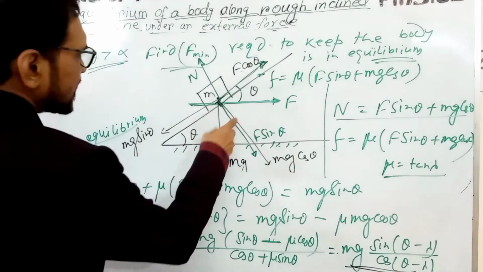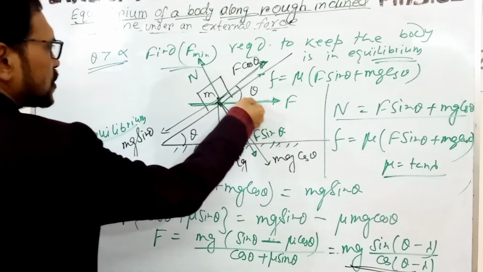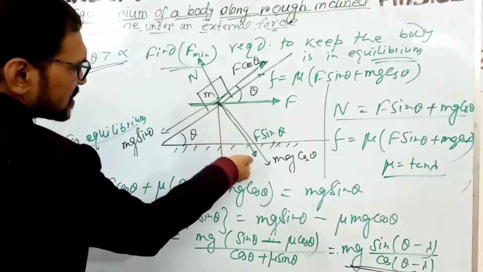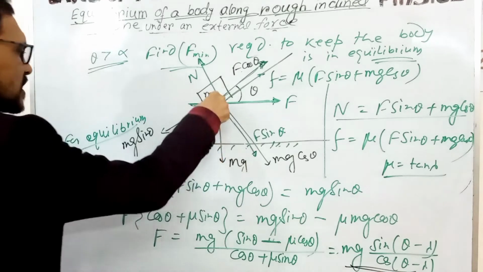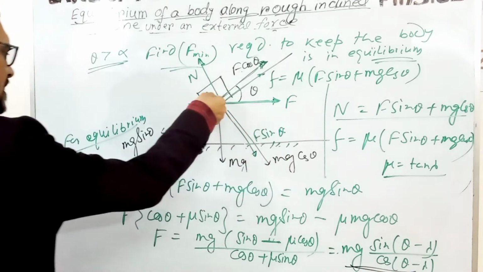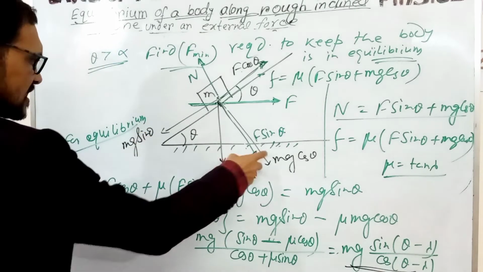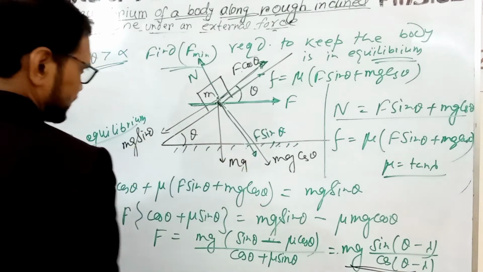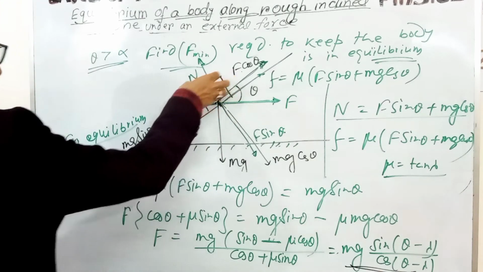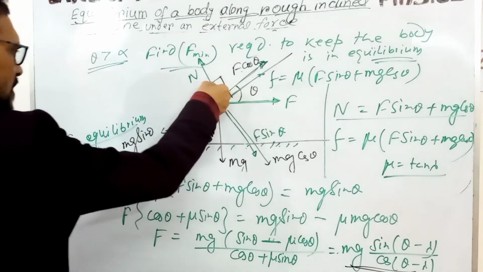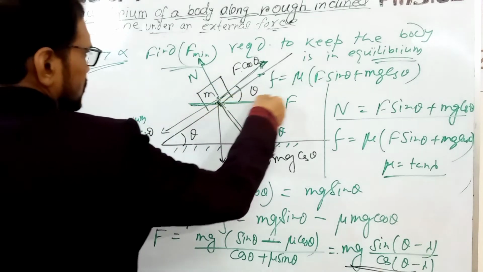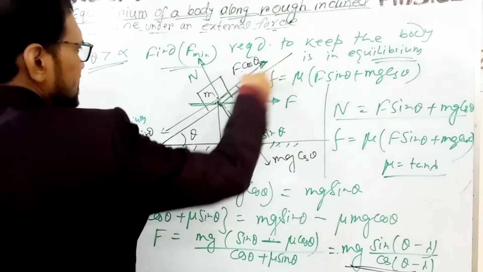I repeat once again: for the force applied here, one component parallel to the plane is F cos theta and another component perpendicular to the plane is F sin theta. Now weight is mg acting in this direction; mg cos theta and mg sin theta are the components of mg. Now if the force is not applied, the body moves downward with an acceleration. So the friction force acts in this direction.